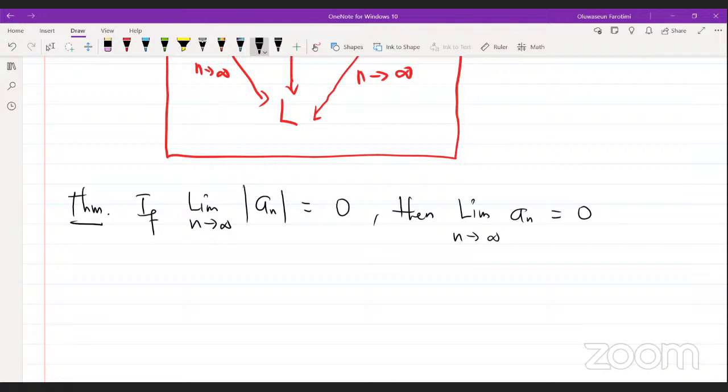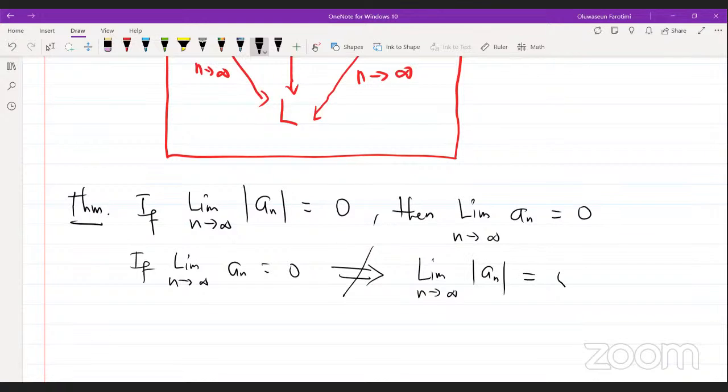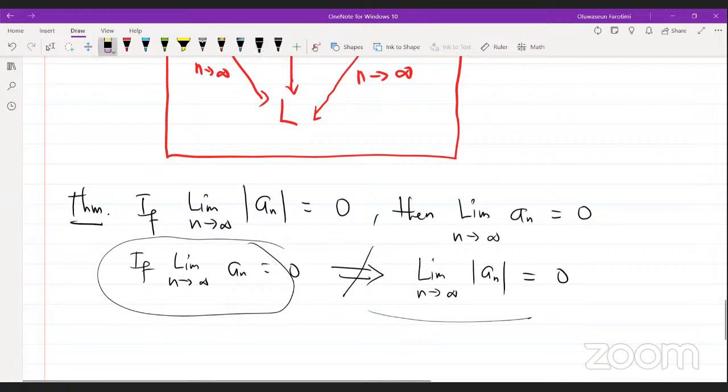Now, this is not the other way around. If this happens, that happens. But the converse does not necessarily mean that the other will be 0. So don't twist it, guys. Some of these theorems are not if and only if. They are only in one direction. If this one is 0, then this happens. But it doesn't mean that if this one is 0, then this must happen.